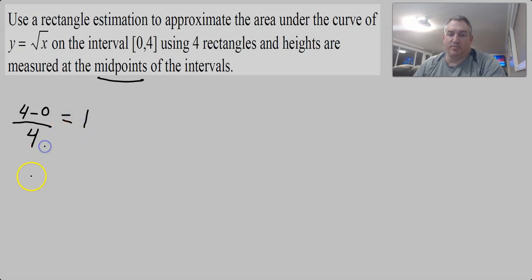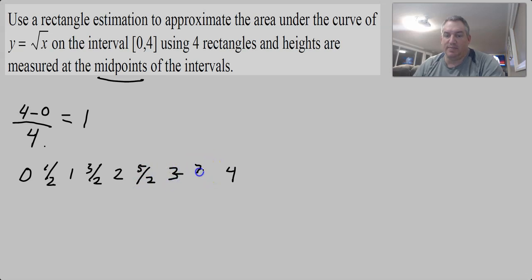So if you think about this for a moment, we're starting at 0 and we're going to 1, and then we're going to go to 2, 3, and 4. However, this time we're not using any of these numbers because we're not using the left sides or the right sides. We're simply going right in the midpoints of each interval. So in this case, we're going to use 1 half, we're going to use 3 halves, 5 halves, and 7 halves. So those are the 4 values that we're going to be using in our calculation.